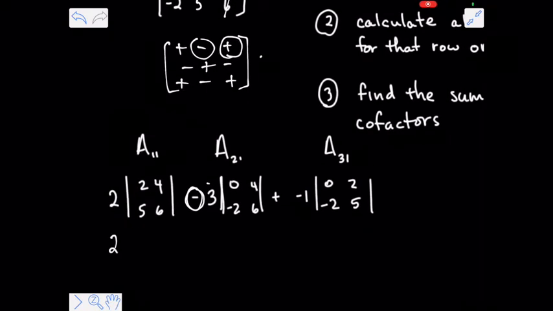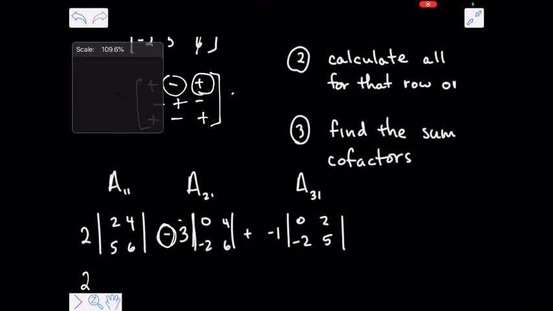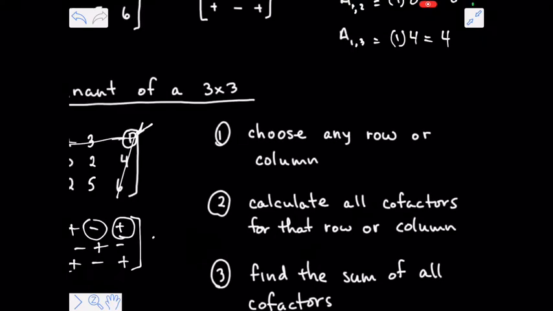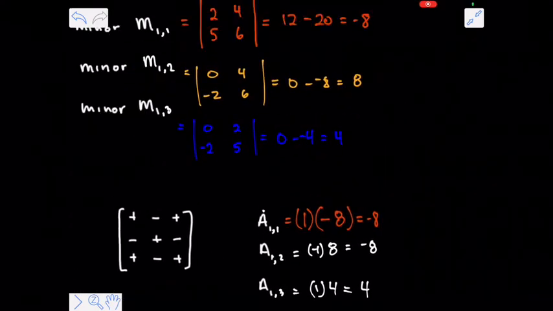So I take that scalar, and then I calculate this determinant, which we've already done. The determinant way up here for that row 1, column 1 was -8.